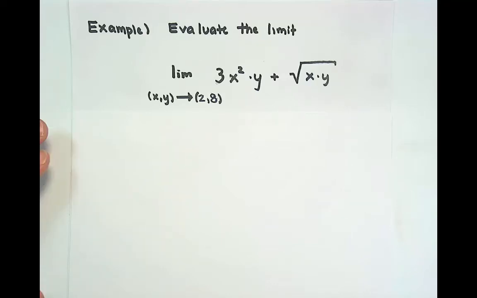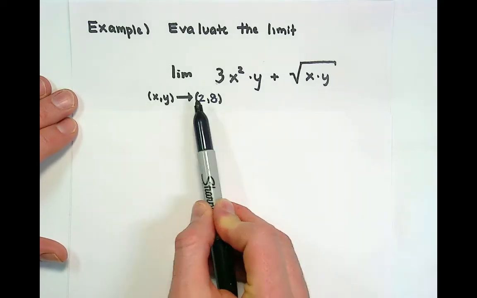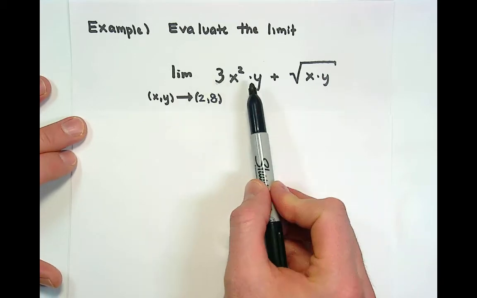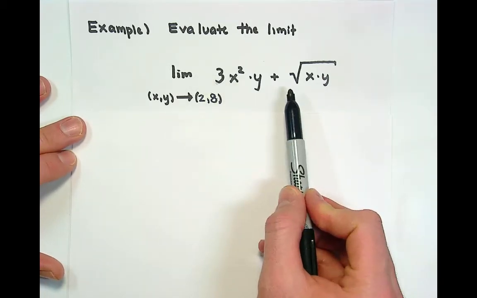We're going to take a look at our first multivariable limit problem. Let's evaluate the limit as (x,y) approaches (2, 8) of the function 3x squared times y plus the square root of x times y.